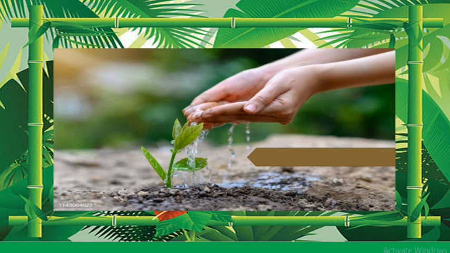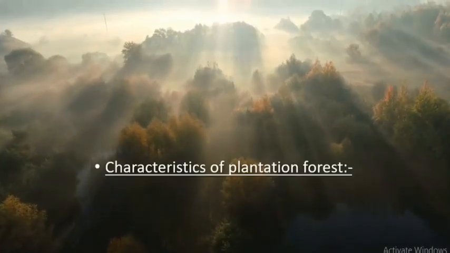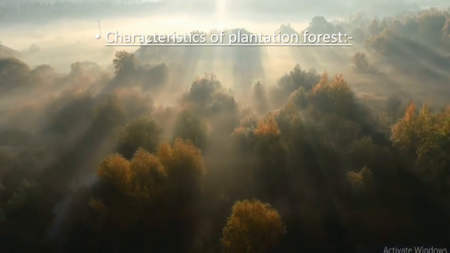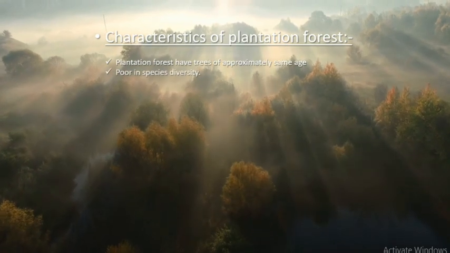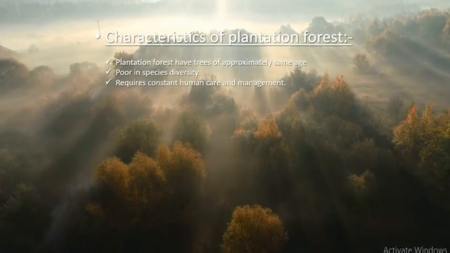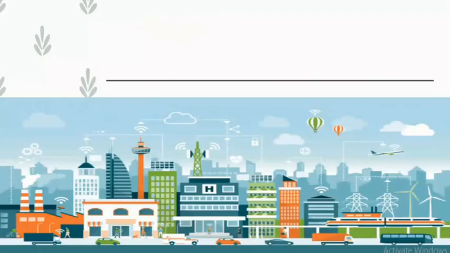Next is plantation forest. Plantation forest is a man-made ecosystem of individuals of a particular tree species. Trees are planted on barren land, private land, village panchayat land, roadsides, along with railway land, etc. The aim of plantation forest is to grow fast-growing trees which are commercially valuable. Characteristics of plantation forest: plantation forests have trees of approximately the same age, poor species diversity, require constant human care and management. Plants are usually grown in rows for the purpose of wood production.